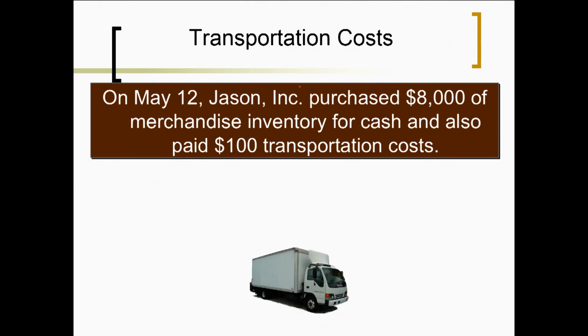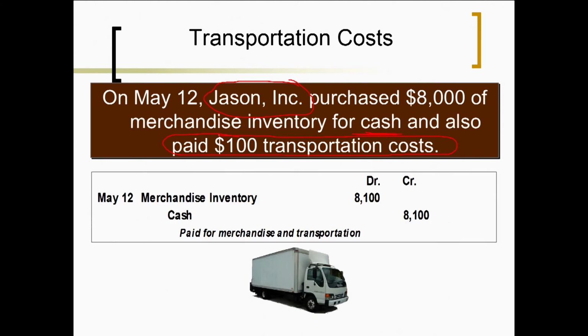On May 12, Jason Inc., that's us, purchases $8,000 of merchandise inventory for cash, and we also pay $100 transportation costs. Now, the journal entry that we do is this one right here. We credit cash for $8,100. Here's what a lot of students do incorrectly: they debit merchandise inventory for $8,000, and then they debit something like transportation expense for $100. But we don't do that.